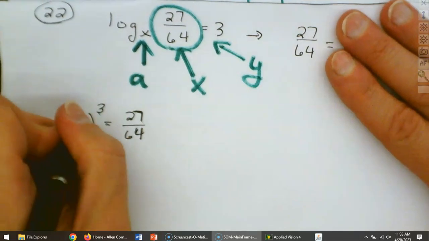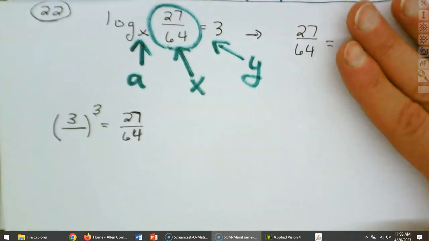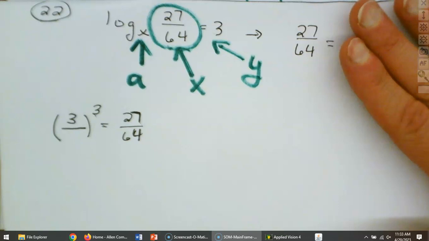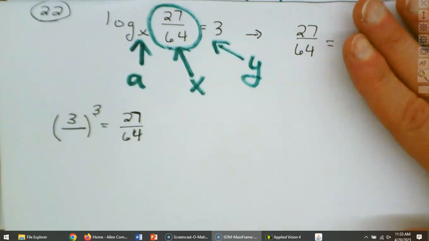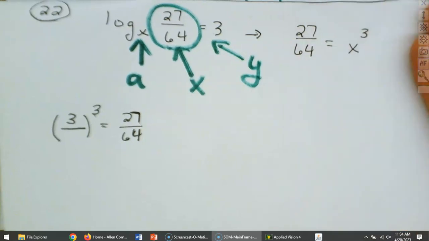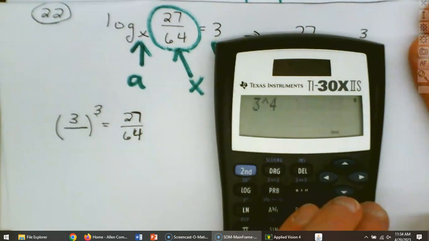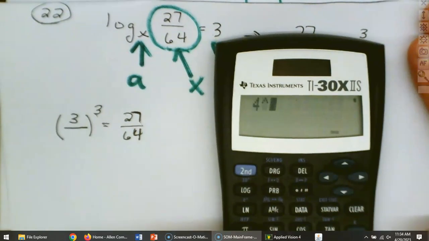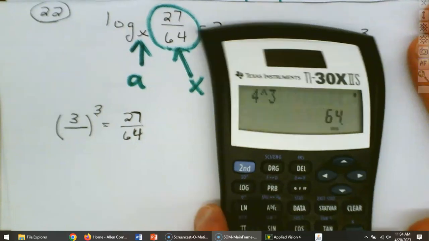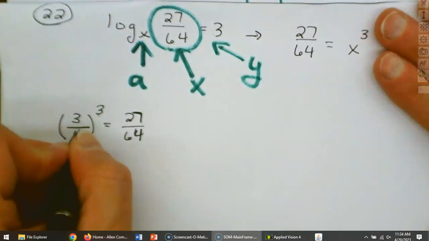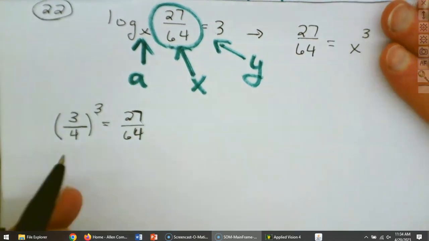3, right? 3 cubed is what? 27. What number can I cube to make it a 64? Let's start with numbers. 2 cubed is not, that's 8, not 64. 3 cubed you said was 27, right? What about 4 cubed? Let's check that one out. 4 cubed. Well, 4 cubed is what? 64. So that means we need a 4 down below.